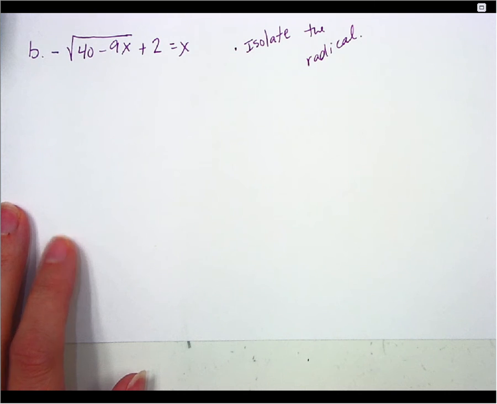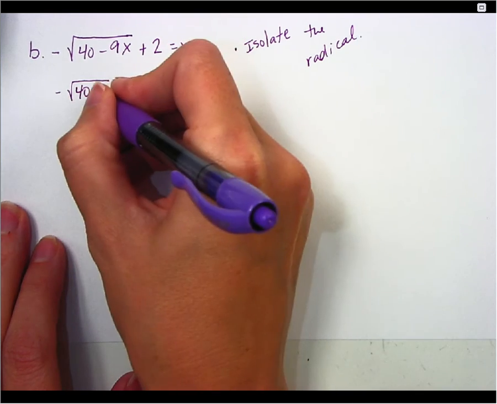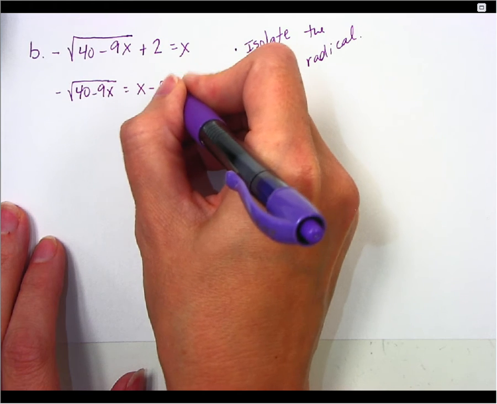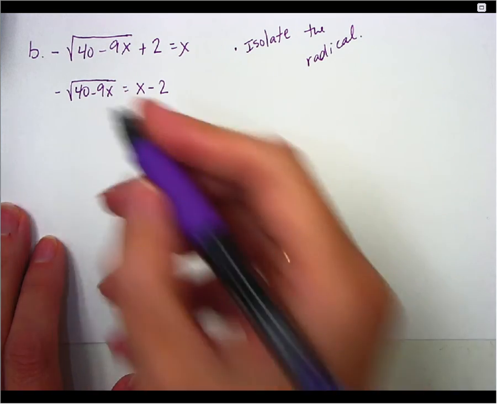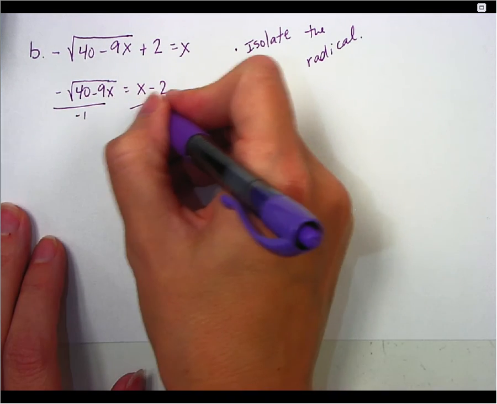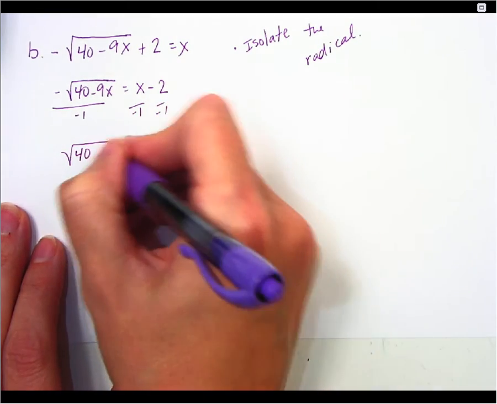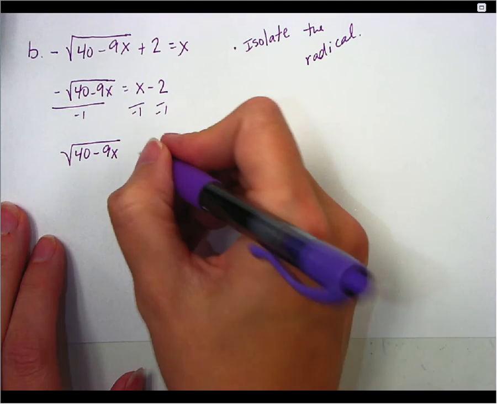So we'll start off by moving the 2 over with the x. And then we're still not ready to square both sides. We need to get rid of that negative that's in front of the radical. We cannot distribute it inside of the radical, so what we'll do is just divide through by -1. It doesn't affect what's inside the radical.